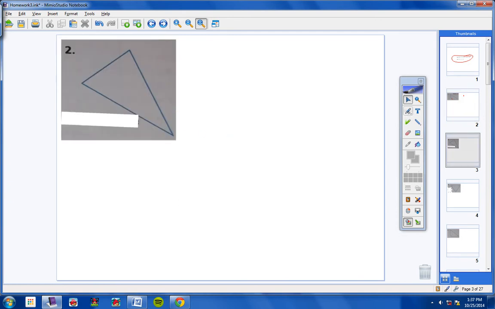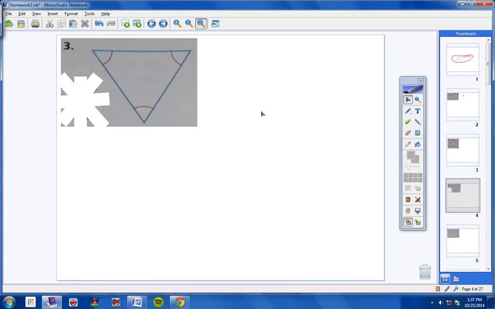Now this one here, obviously all the angles are acute, and so it's an acute triangle: smaller than 90, smaller than 90, smaller than 90. None of the sides are marked congruent, which means all of the sides are different lengths. So this triangle would be a scalene acute or an acute scalene triangle. Okay, moving on to number 3.